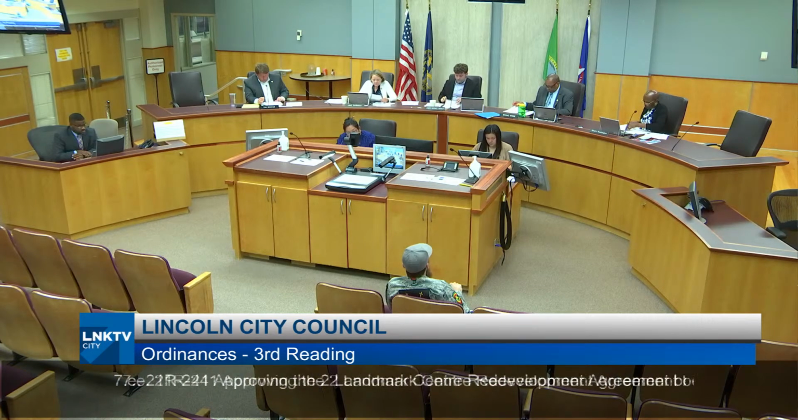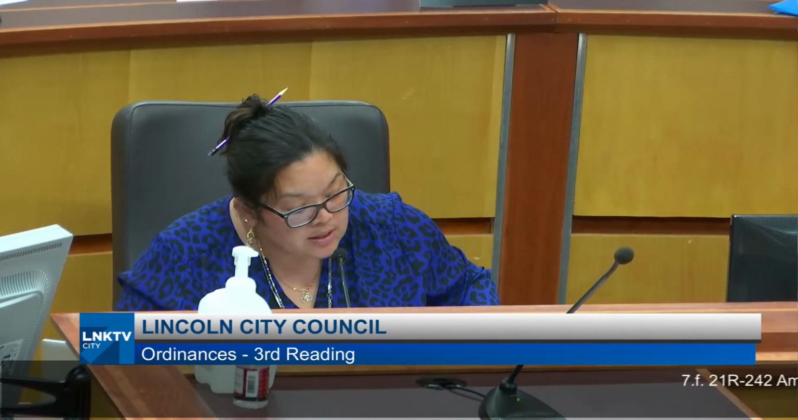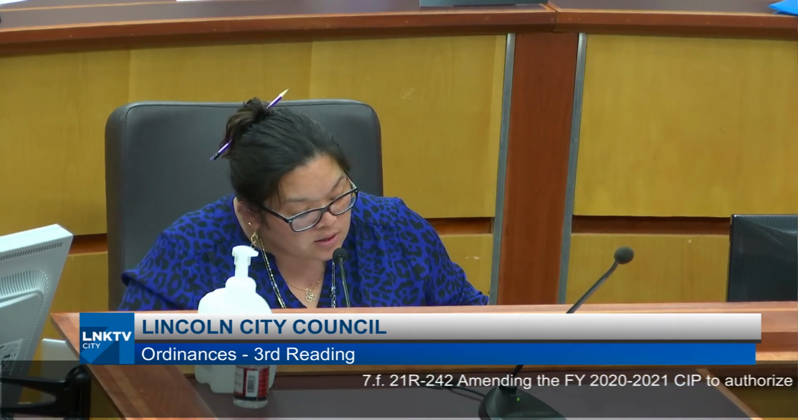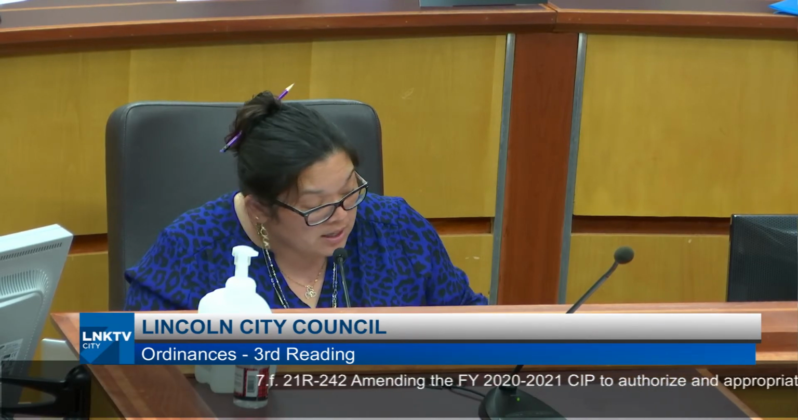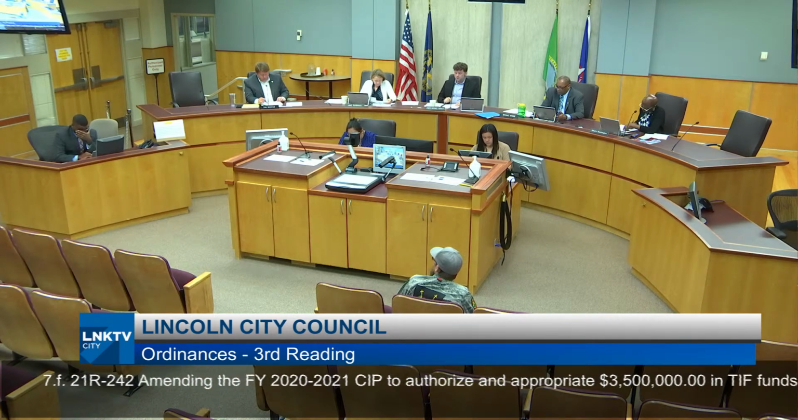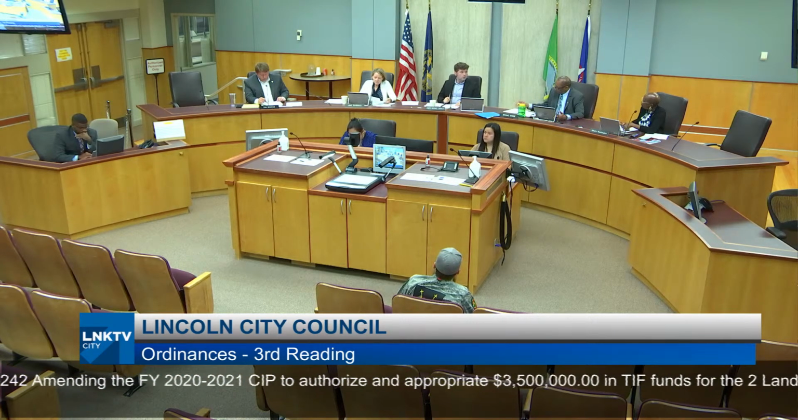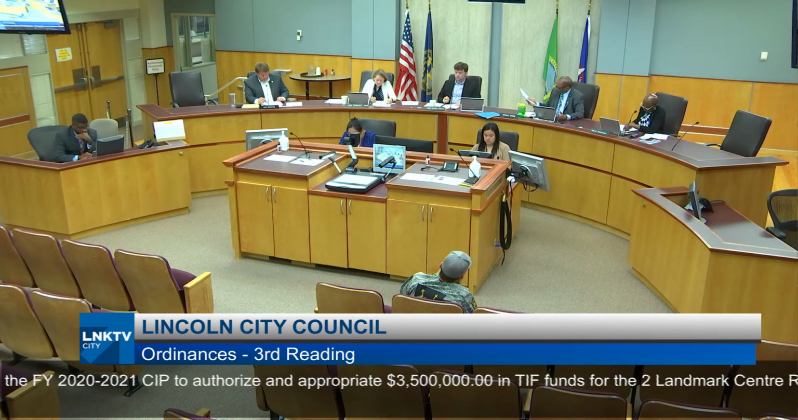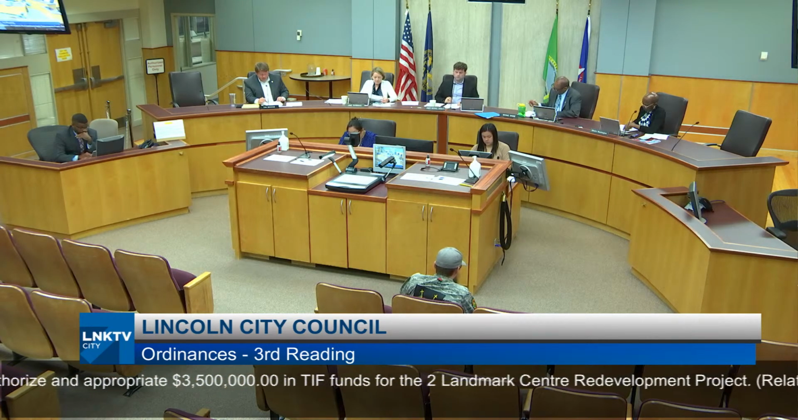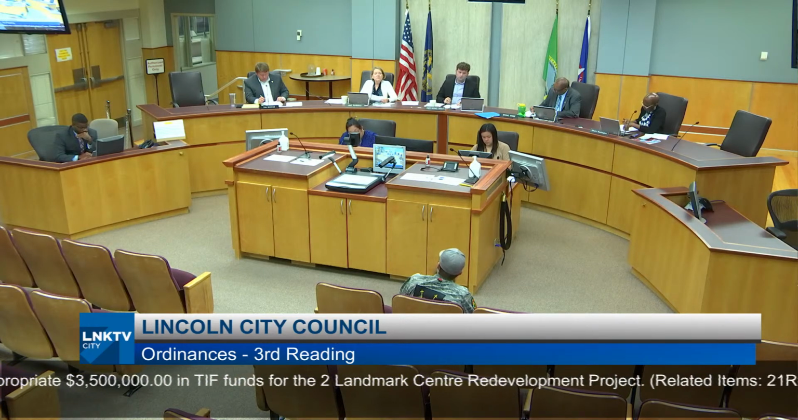Item 7F is amending the fiscal year 2020-2021 CIP to authorize and appropriate $3,500,000 in TIF funds for the 2 Landmark Center redevelopment project, introduced by McGinnis. So moved. Second. Moved and seconded by Councilman Schob. Any discussion? Seeing none, may we please do a roll call vote? Raybold, Yes. Schob, Yes. Washington, Yes. Beckius, Yes. Bowers, Yes. Motion carried 5-0.